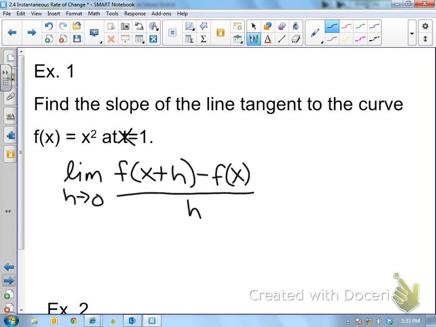We know x is 1. They told us specifically. X is 1. And sometimes they use a instead of x. It's basically the same formula. They just have a couple of different ways of writing it.